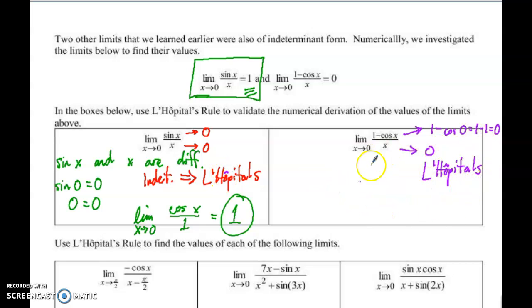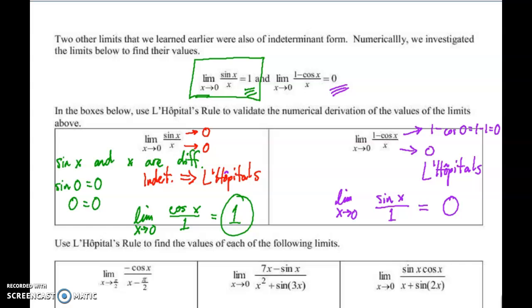So if you're doing L'Hopital's, what do you do? Notice that the limit as x approaches 0 stays the same. You just do the derivative of the top. Well, the derivative of 1 is 0. The derivative of negative cosine is positive sine. And then the derivative of x is 1. And now when you plug in, now is when you put your equal sign. Sine of 0 is 0, which is exactly what we learned a long time ago.